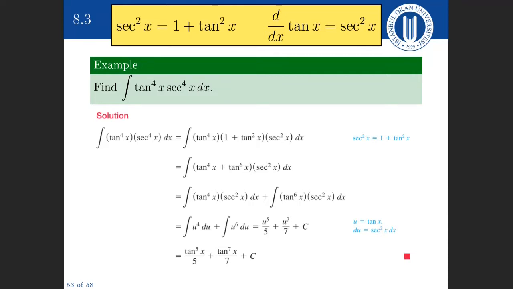So we end up with tan to the power of 4 plus tan to the power of 6, times sec squared x dx. We'll do the substitution u is equal to tan x, and sec squared x dx will then be replaced by just du. We'll end up with an easy integral to calculate. Let's move on.